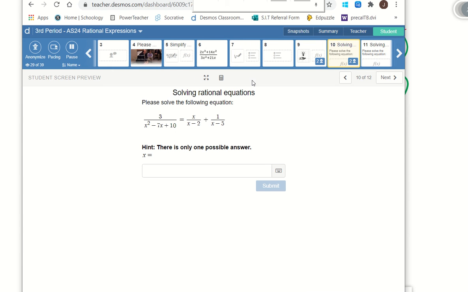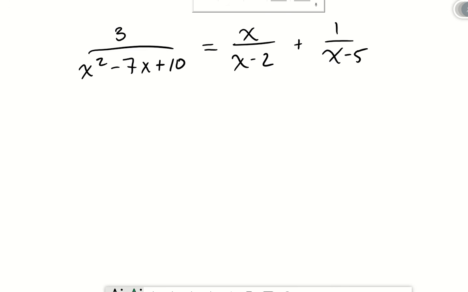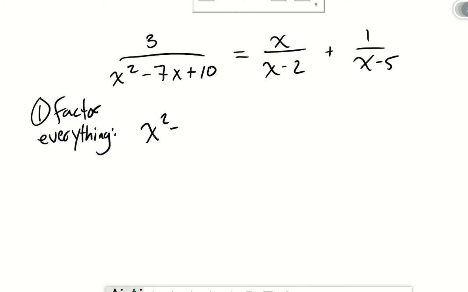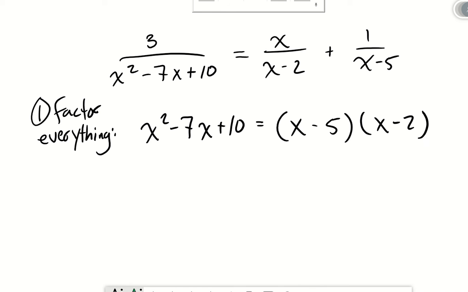All right, now we're getting into solving. So let's see. First thing we do, step 1, factor this. Factor everything. In this case, we only have one thing to factor. x squared minus 7x plus 10 equals x minus 5 times x minus 2.